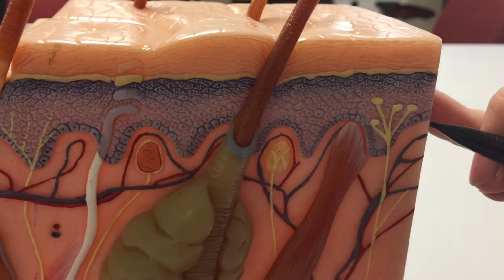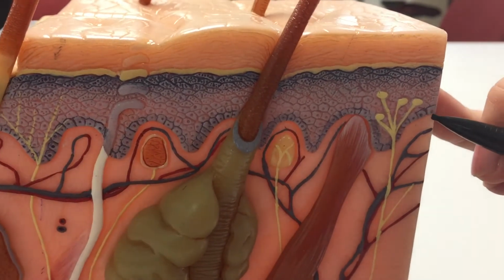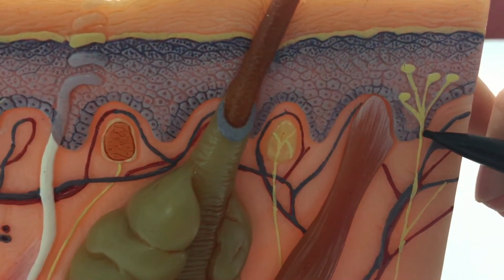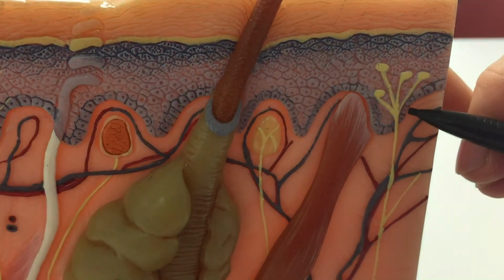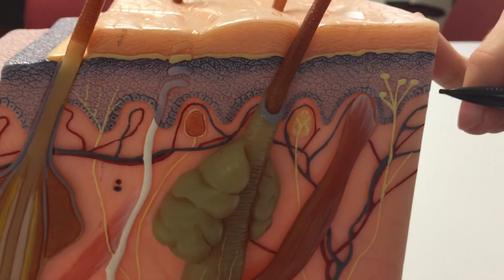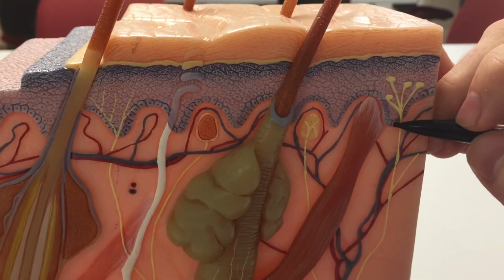Now, there's another structure that separates the epidermis from the dermis, which is really hard to see here, but it's just underneath that stratum basale. That would be called the basement membrane. Again, that separates your epidermis from your dermis. And we usually say that the epidermis rests on that basement membrane.